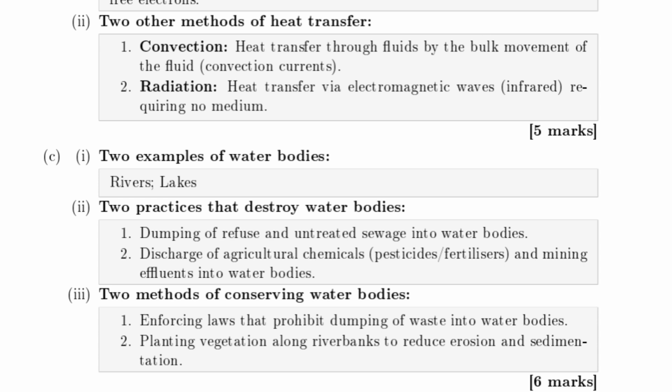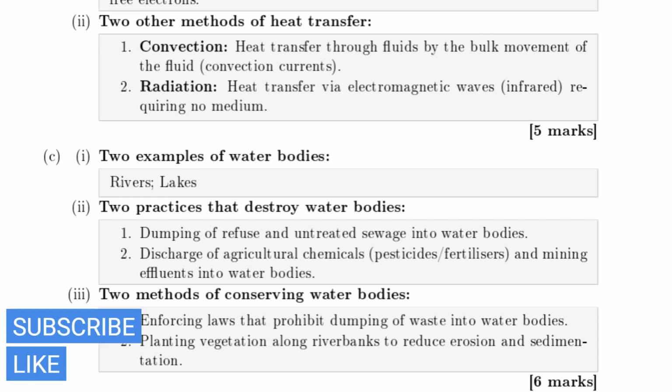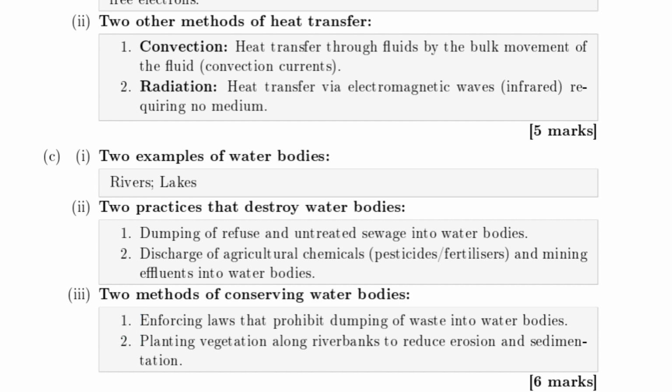Two types of water bodies: we have a river and a lake. Two practices that destroy water bodies: dumping of refuse and untreated sewage into the water bodies, and discharge of agricultural chemicals and mining. Two methods of conserving water bodies: enforcing laws that prohibit dumping of waste into water bodies, and planting vegetation along the river banks to reduce erosion and sedimentation.